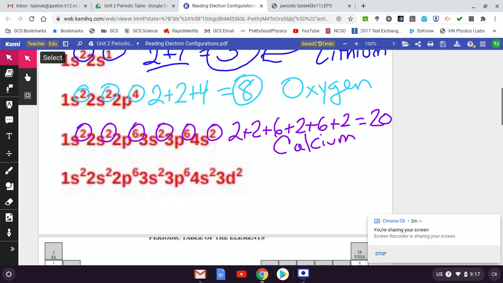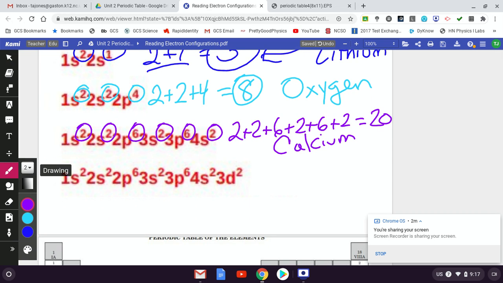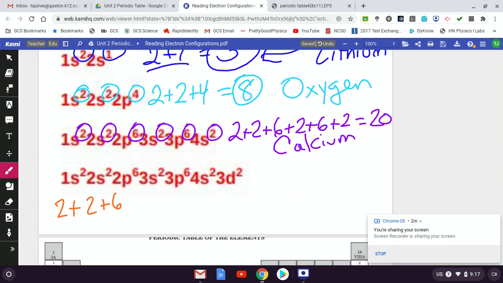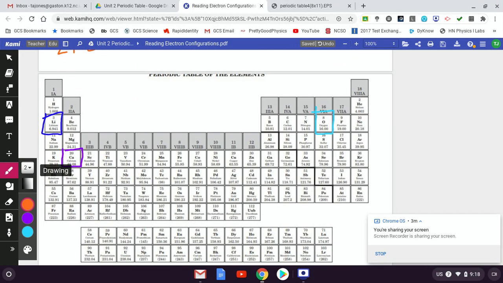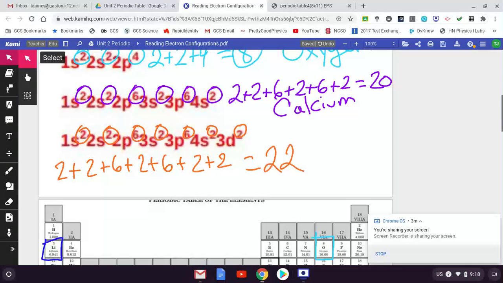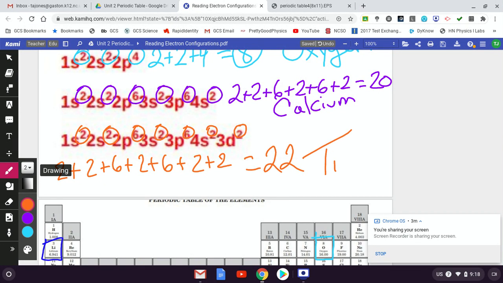All right, next one. Oh, that's a lot of numbers. Let's see if I can find another color that pops. Orange works for me. 2 plus 2 plus 6 plus 2 plus 6 plus 2 plus 2. Remember, that's just adding all of these exponents. And that is 22. So we come on down here. We find element number 22. It's real close to calcium. It is titanium. That's one we have all heard of, I think. And so that element is titanium.